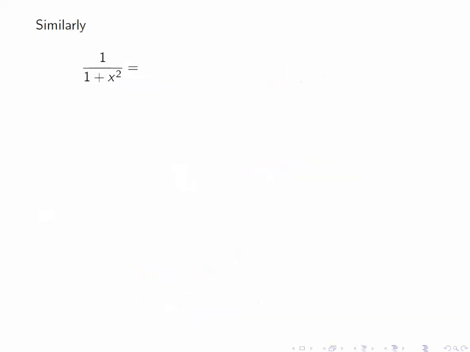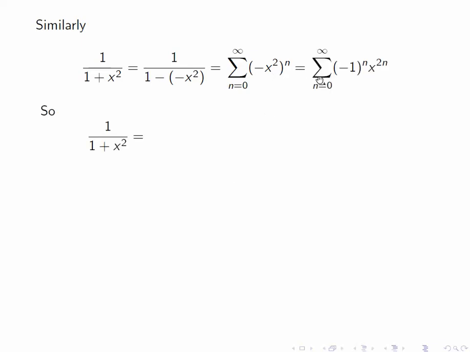Let's have a look at a slightly more complicated example, the function 1 over 1 plus x squared. If we write this as 1 over 1 minus negative x squared, then we see that this is the sum of a geometric series with initial term 1 and ratio minus x squared. So it's the sum n equals 0 to infinity of minus x squared to the n, which we usually rewrite as minus 1 to the n x to the 2n.